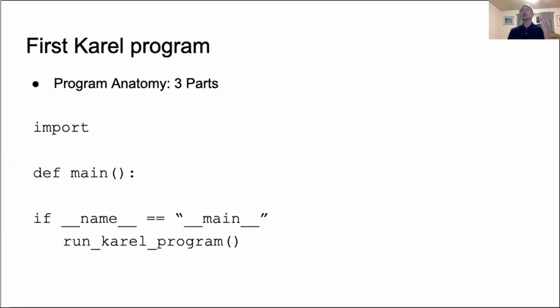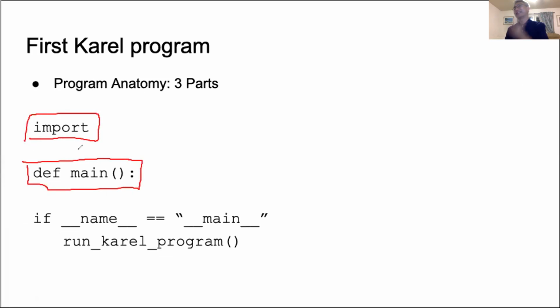There are 3 parts of the Karel program. This is the same for any Python application. So one is import. And the second is the main function. Later, maybe in the next episode, I'm going to explain what a function is. But just remember, this is the main function. As the name implies, the main function is the first function that will be executed.